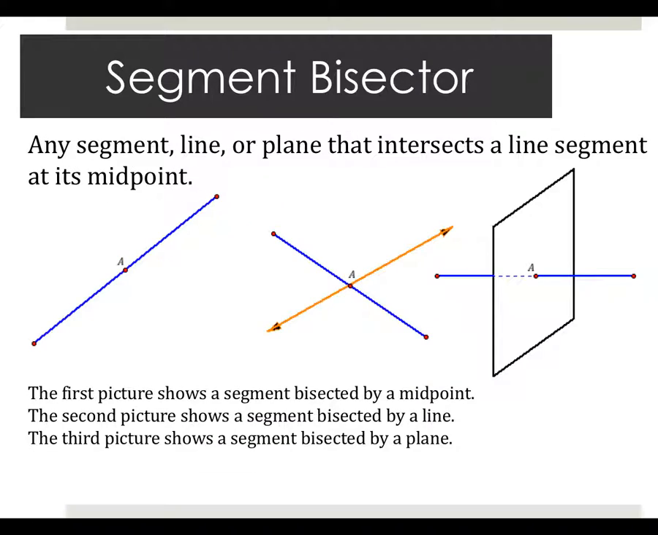Okay, so, segment bisector. Bisector means what? Bi means 2. Sect means sect. Notice I enunciated there. Means to cut. So a segment bisector is something that cuts a segment in half. It could be a midpoint. It could be a line or another segment. It could even be a big honking plane. But it's just something that chops a segment in half. In other words, it passes through the midpoint.